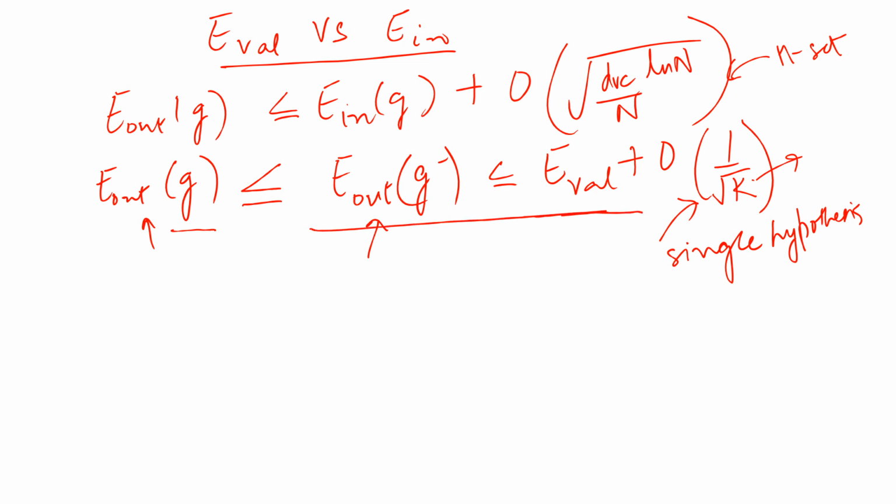We can still say that E out of G is going to have some sort of relationship with the E out calculated on the deficient hypothesis. So the idea is that we are calculating this validation error, which in practice is a very good estimate of E out, although it was calculated on a deficient hypothesis. So that's the fundamental idea.